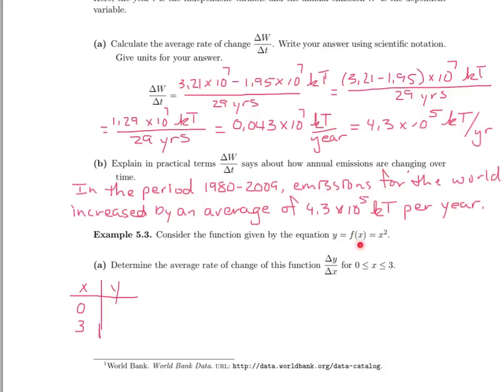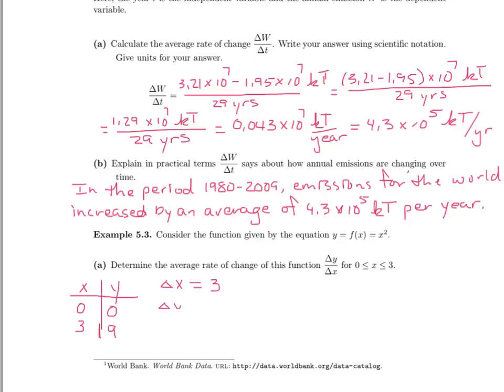This is where we go back to our function. If I replace x with my two different inputs, I can arrive at my outputs. If I substitute 0 in for x, I get 0 for y. If I substitute 3 in for x, I get 9 for y. So from this table, we can see that if I think of going from 0 to 3, the change in x is 3. In other words, 3 minus 0.